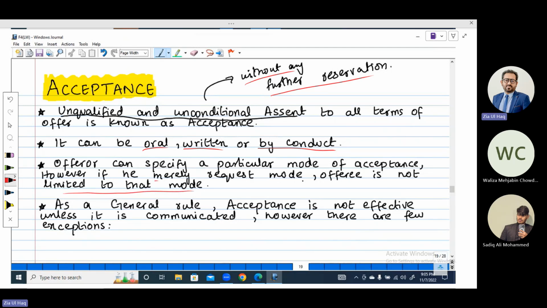If the offeror is saying, if you are easy, may I request, is it possible you can do like that? If there is a mere request, that will not be a particular mode. A particular mode should be specified: I will accept the offer in that mode only. As a general rule, acceptance is not effective unless it is communicated. Acceptance must be communicated to the offerer. However, there are a few exceptions as well.